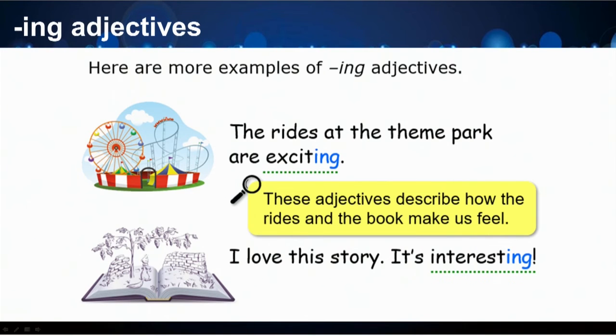Some examples of ing adjectives. The rides at the theme park are exciting. I love this story. It's interesting. So in these sentences, we are describing how the rides and the story make us feel. So the rides make us feel excited and the story makes us feel interested.